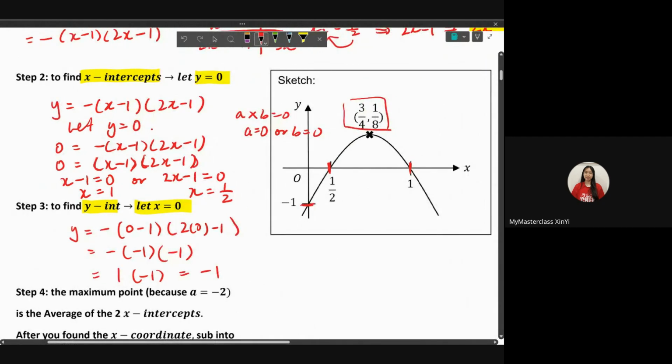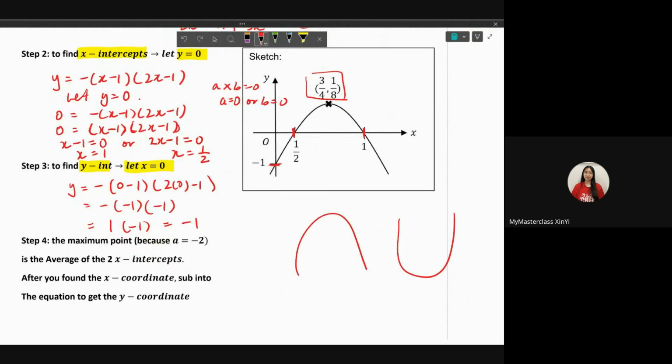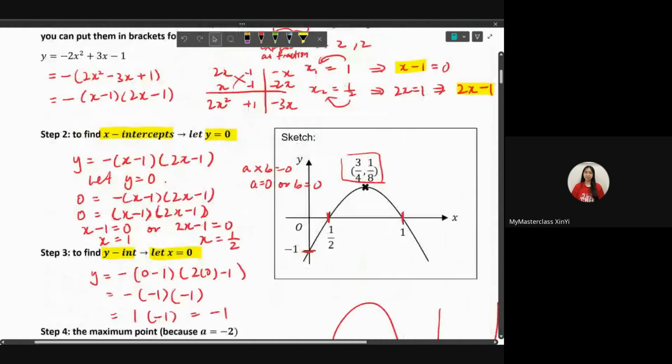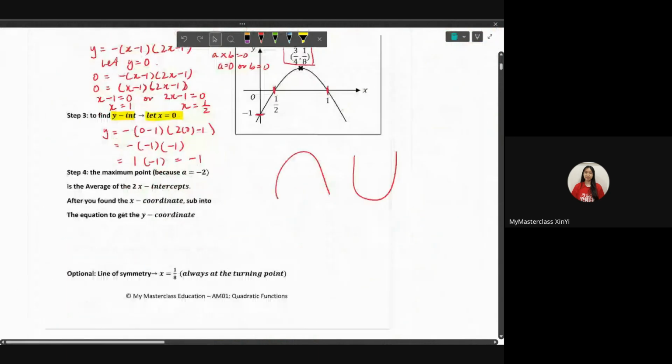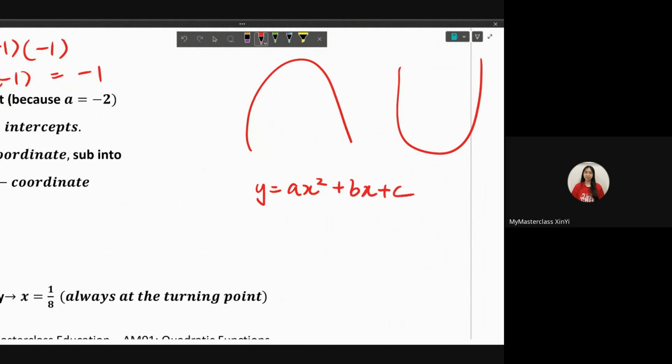Okay, so your y-intercept is negative 1 here. Then over here, how do you determine whether it is this shape or this shape? Now it boils down to your x squared coefficient. So your x squared coefficient is a negative number. Always think of it this way: y equals ax squared plus bx plus c. This is your standard quadratic form, right?